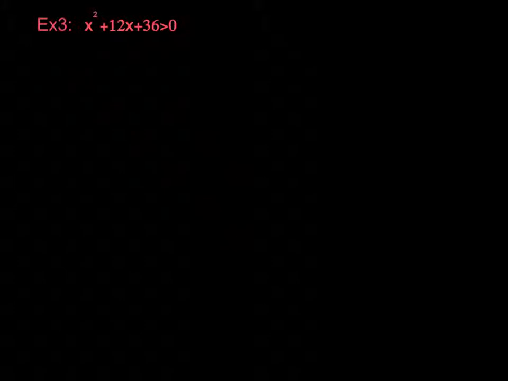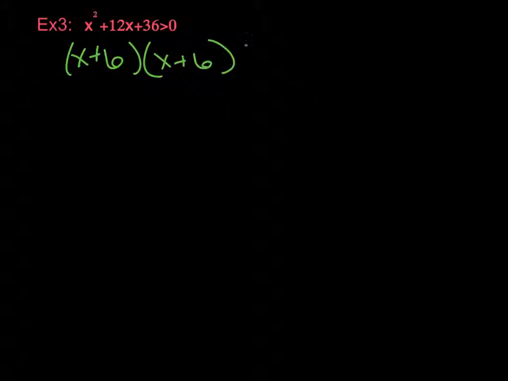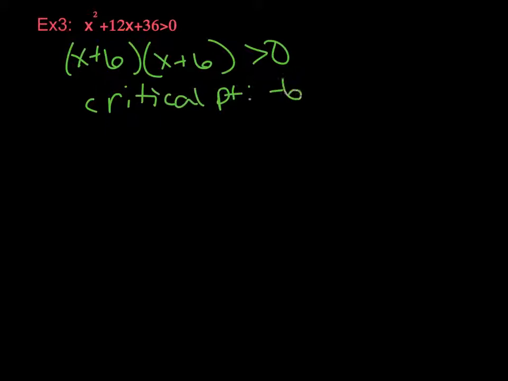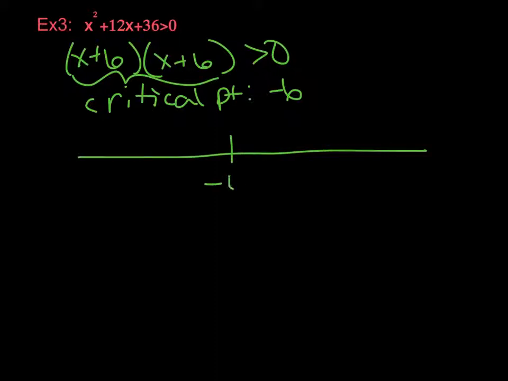Example 3. x squared plus 12x plus 36 is greater than 0. Again, we're going to do the same thing. Factor it if we can, and if not, do the quadratic formula. But this factors to (x plus 6) squared, which means that your critical point in this case is negative 6. Since you only have one of them, it's at negative 6, and since this is greater than, it's not going to include negative 6.